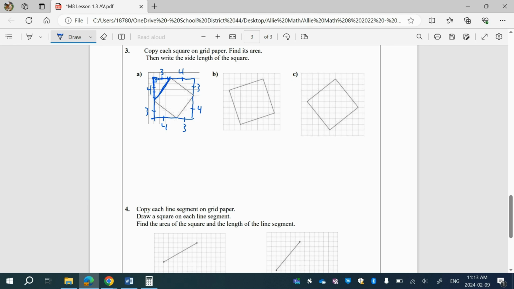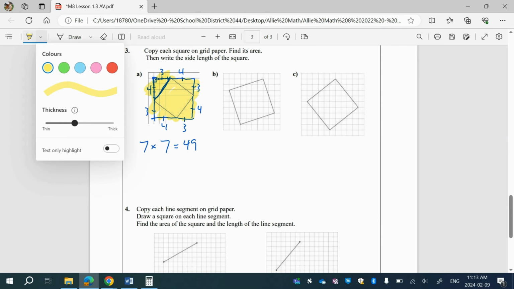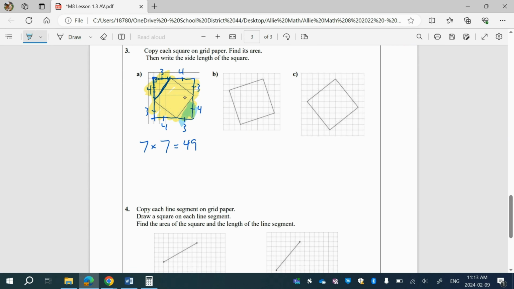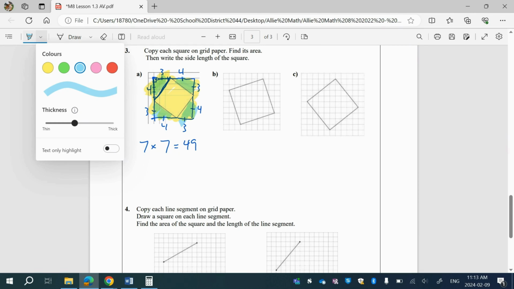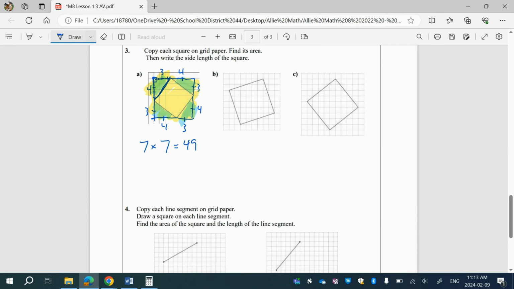So the big square is going to be 3 plus 4 long. So 7 by 7 is our big square here. Now remember, 7 times 7 is 49. So the big square covers 49 squares. So this whole thing here, the whole big square covers 49 squares. But now we need to minus out these parts right here. And then we'll get our inner square. So the way we can do that, remember, the area of a triangle equals base times height divided by 2.